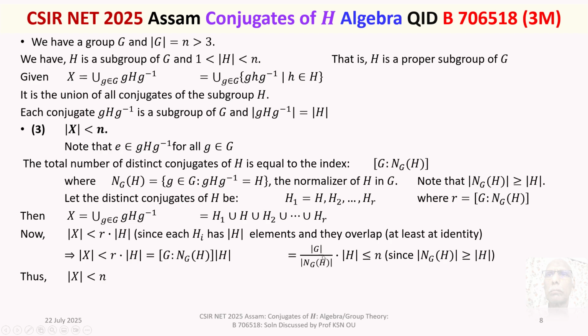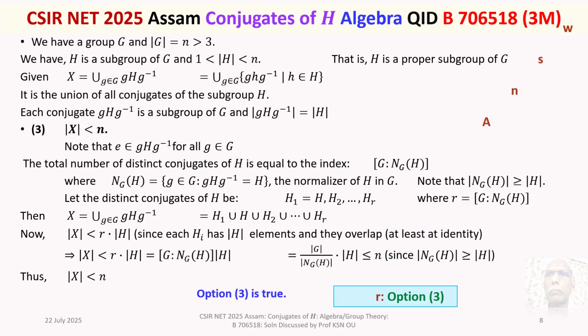Now you see, order of H divided by order of the normalizer of H in G is less than or equal to 1, because the order of the normalizer is greater than or equal to order of H. Therefore, the product is less than or equal to order of G, which is N. Less than followed by less than or equal to, therefore order of X is less than N. Thus, option 3 is true. Summarizing all the options, the answer to this question is option 3.